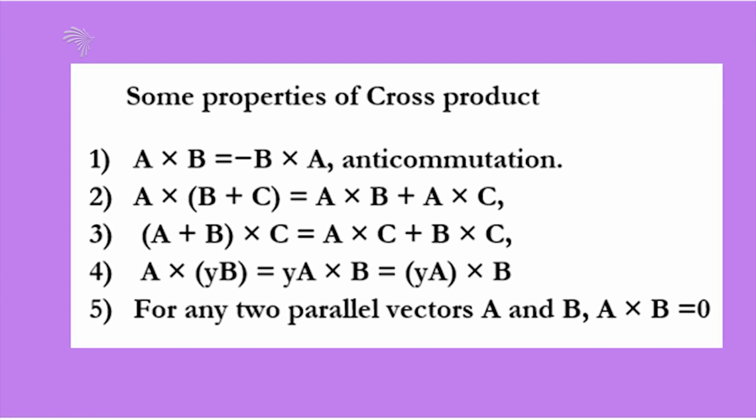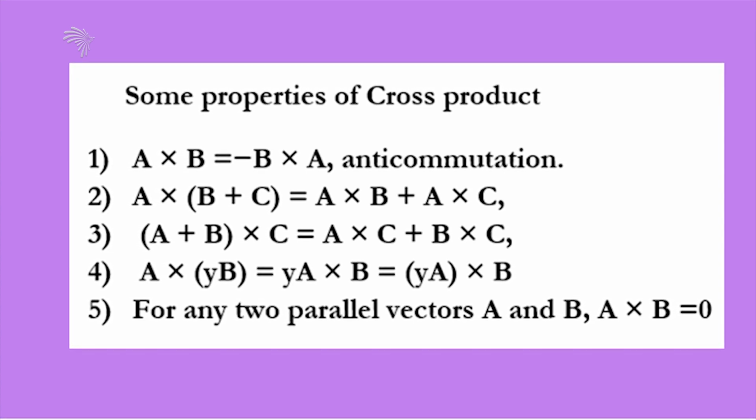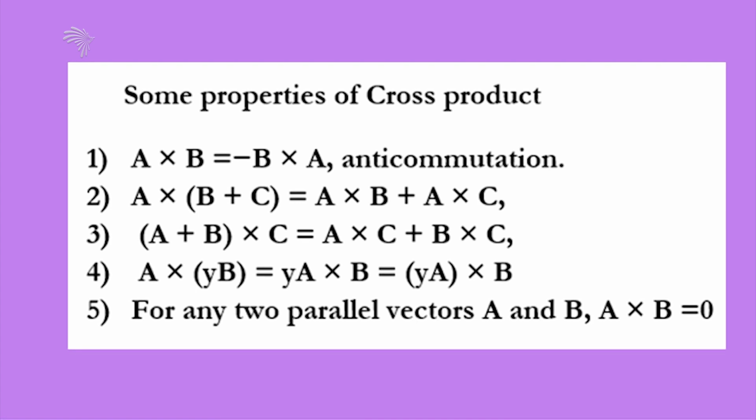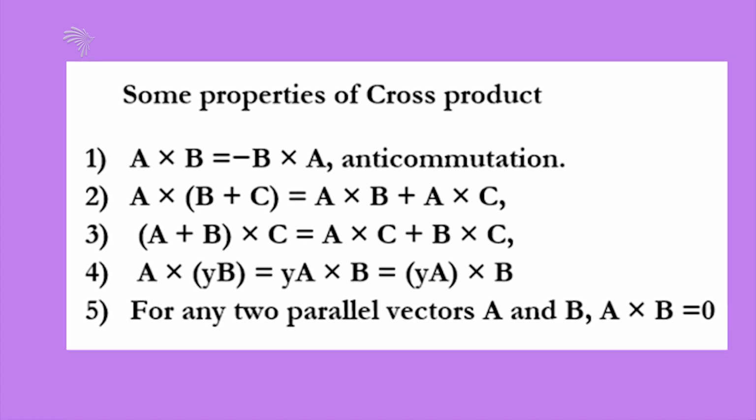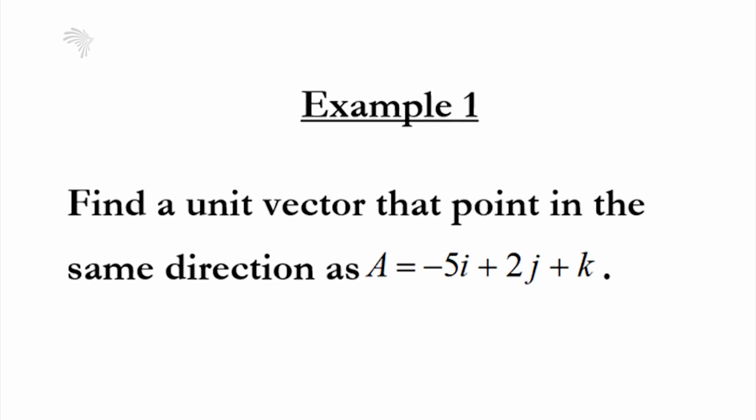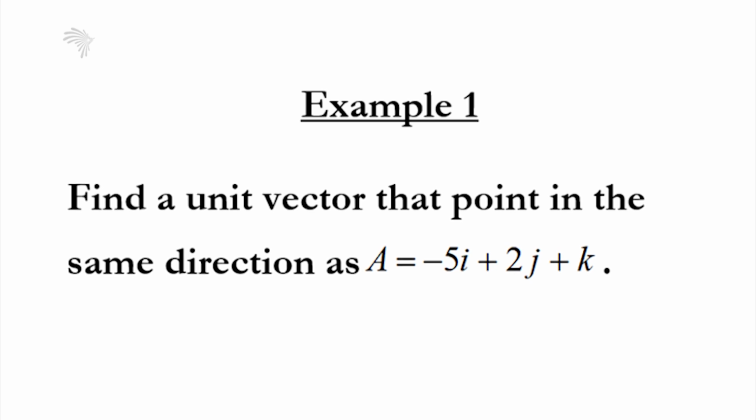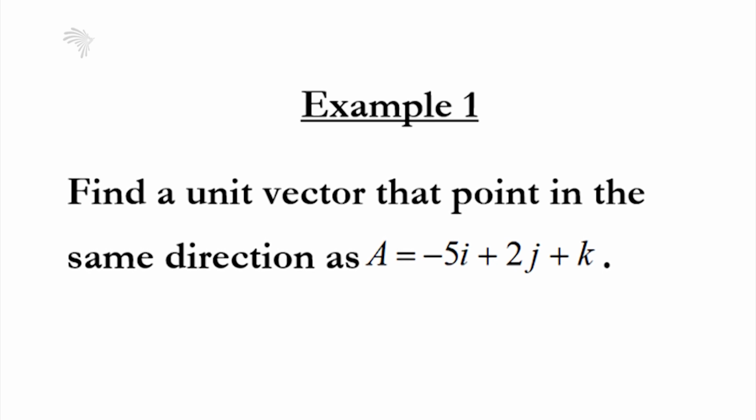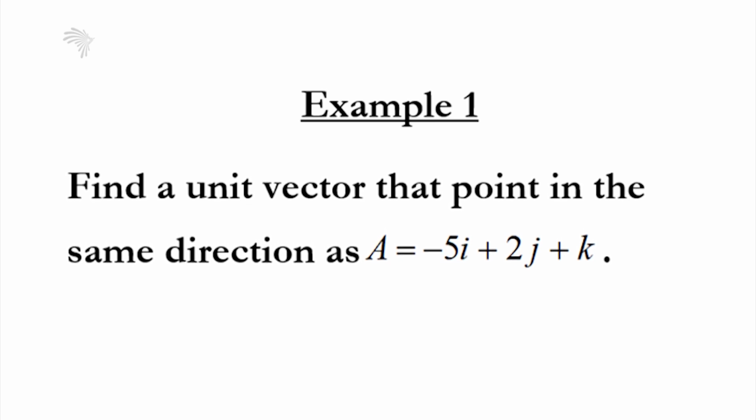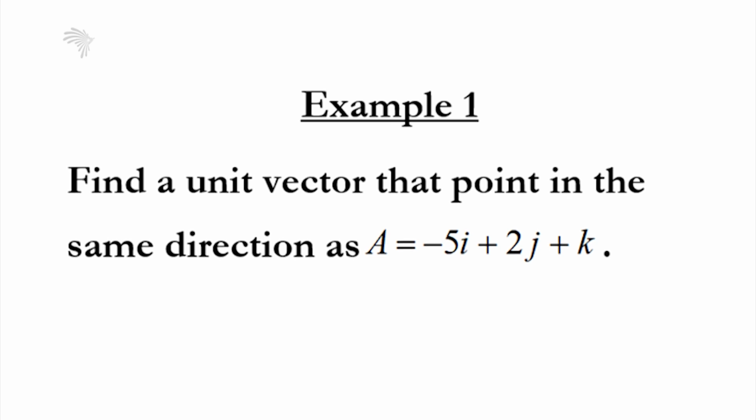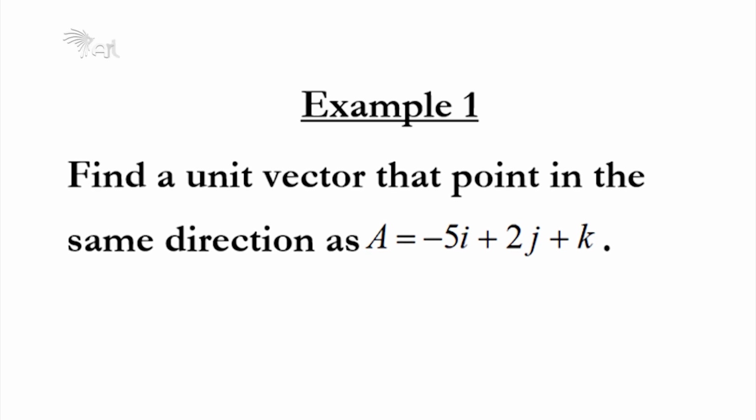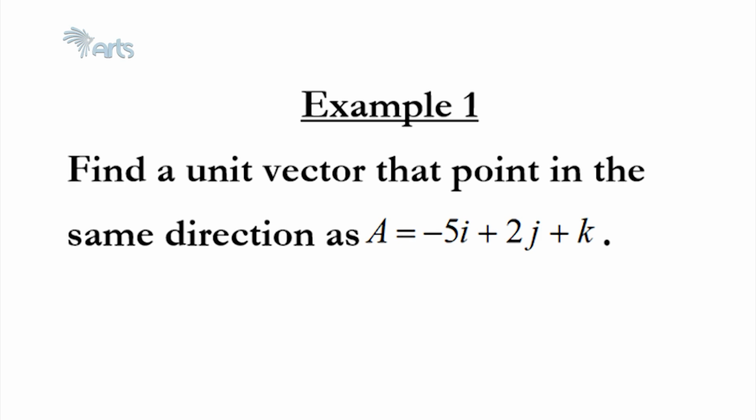Now let's look at some examples of this lesson. So let's recap all the points that we have seen so far by doing some examples. Let's look at some examples as a revision for today's lesson. The first example says: find a unit vector that points in the same direction as vector A, where vector A is minus 5 in the i plus 2 in the j plus k.